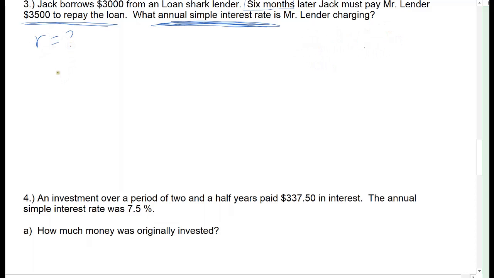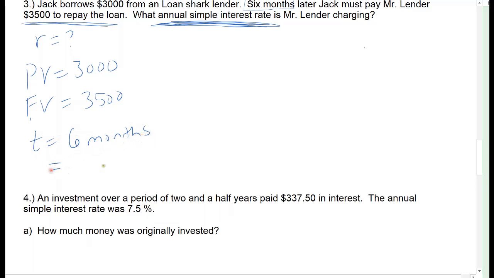R is our unknown. We were given the present value is 3,000. I'm going to write this out and talk you through the easiest way to get to the answer. They gave us time in months. Remember, time always has to be in years. So 6 months is half of a year, since there are 12 months in a year. You usually divide by 12. Take 6 divided by 12, and it comes out to 1/2 or 0.5. You can use the fraction or the decimal, it doesn't matter.